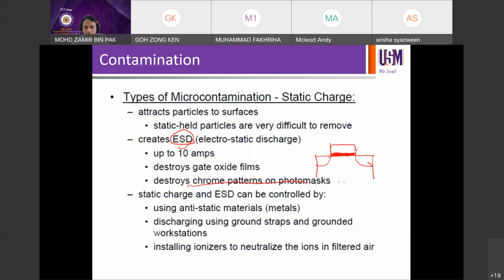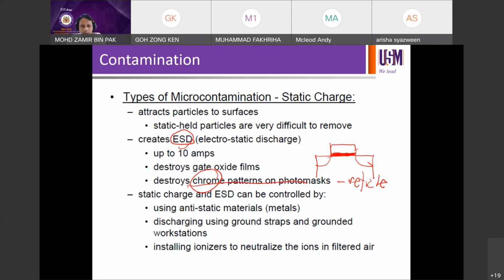It also destroys the chrome particle on the photomask. We're going to discuss this reticle later on. When we want to expose, when we want to print our circuit on the wafer, then you need to have the pattern, right? Pattern or mask, or we call it reticle as well. So the chrome pattern can be destroyed by the static charge. That's why monitoring has to be done.